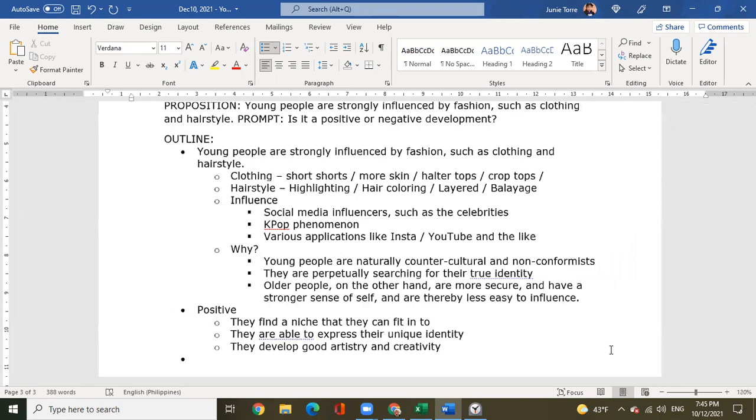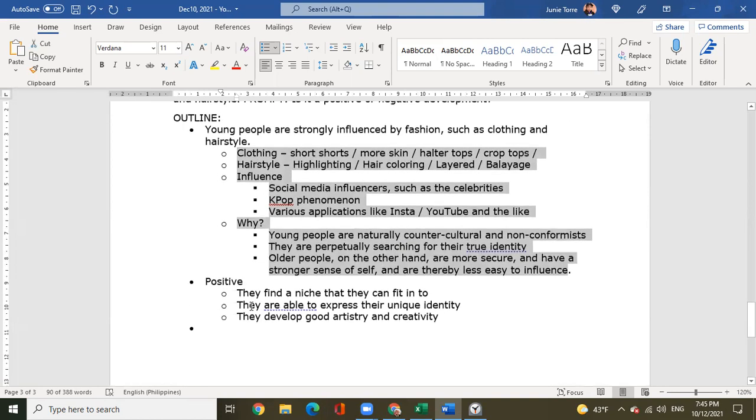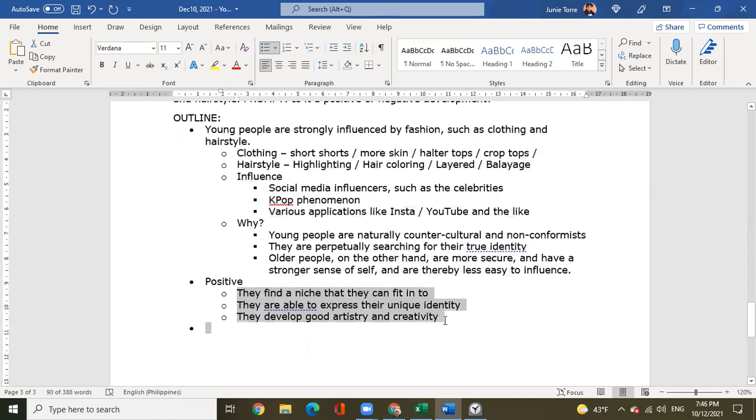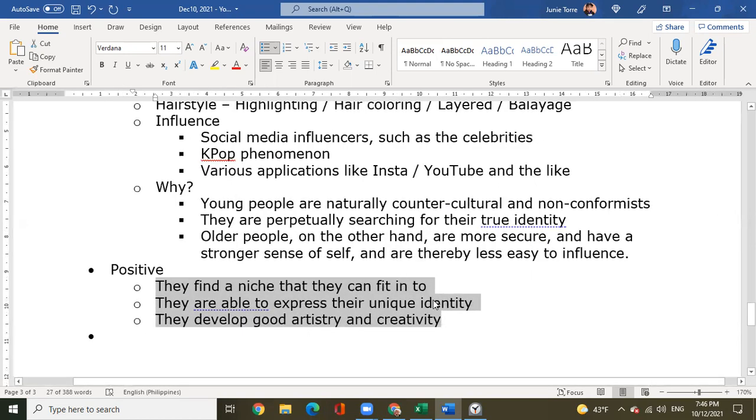But before I go on, guys, if you notice, the outline is so important because the power of your essay depends on the power of your bullets. So I really recommend that you outline so that you can come up with really strong arguments. Like this one is critical, the positive effects. They find a niche that they can fit in. They're able to express their unique selves. They develop good artistry and creativity. What else?